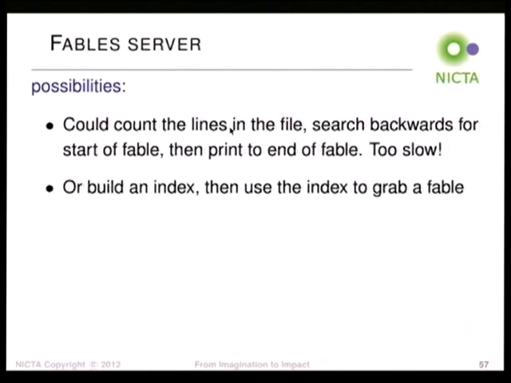Here's some possibilities. You could count the number of lines in the file, choose one at random, search backwards to the beginning of a fable, then print out to the end of the fable. If you did that every time, it would be really, really slow. For one thing, seeking backwards is relatively slow in a pipeline. You can't do it, so you need to use another mechanism. And for second, it's horrible. So let's create an index to all the fables, generate a random number into that index, pull that out, and use the line numbers that are in there.